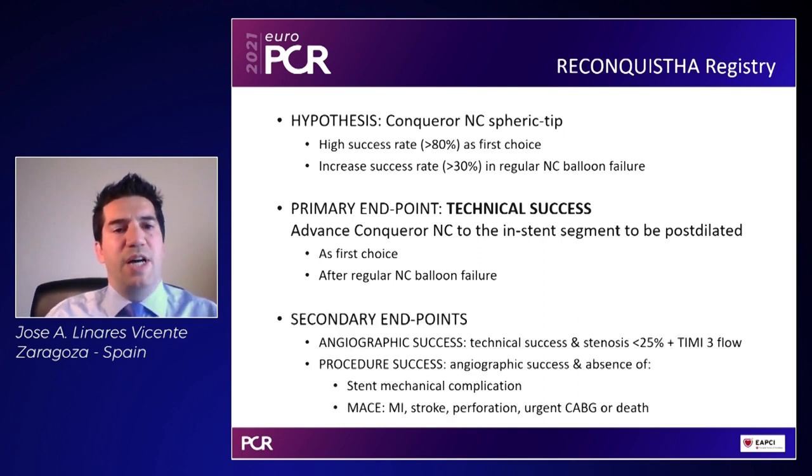Secondary endpoints were angiographic success, defined as technical success and no significant residual stenosis and normal coronary flow, and procedural success, defined as angiographic success and absence of stent mechanical complication or MACE during PCI.